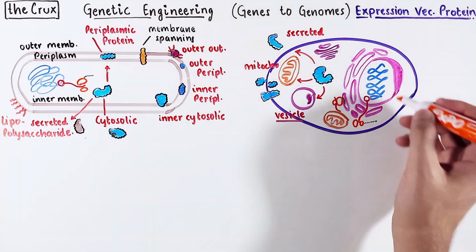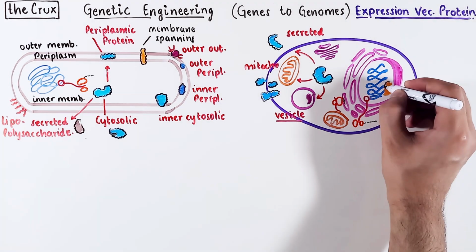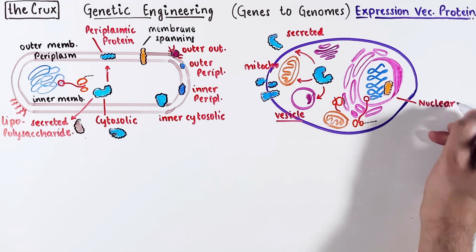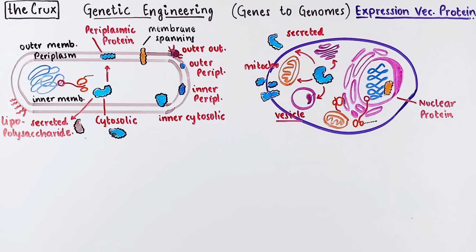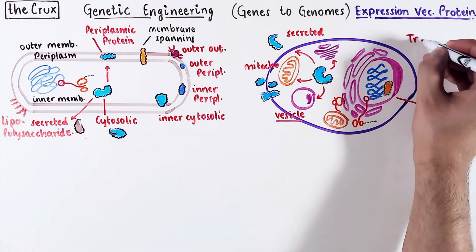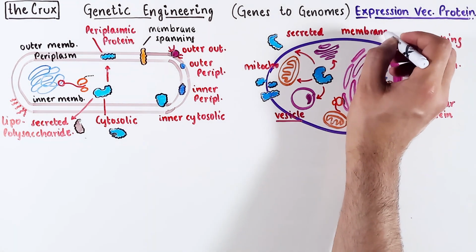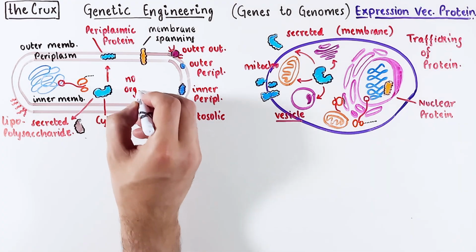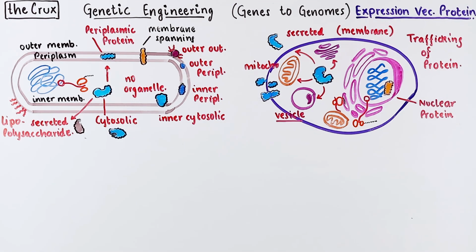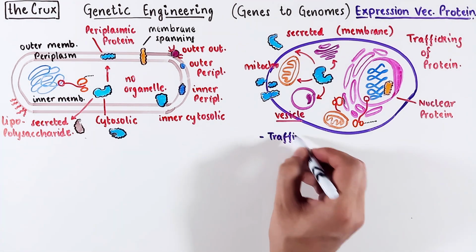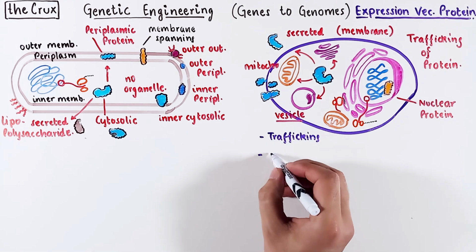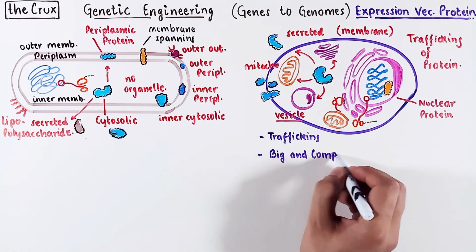Some proteins can be sent back into the nucleus, like most polymerases, or any other organelle. Essentially, we're saying that the amount of protein trafficking is huge in eukaryotes, given the membrane-based compartmentalization, whereas bacteria do not have this complexity. When it comes to protein expression, our concern in eukaryotes is with protein trafficking, the size of the proteins and their complexity.